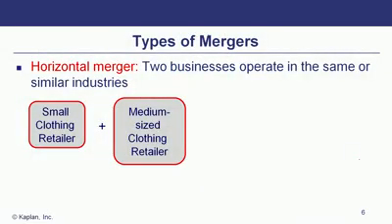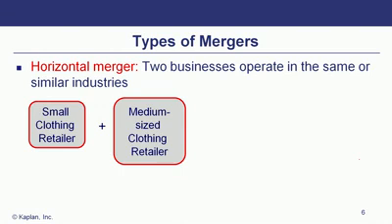Now, I think that what we've talked about up to this point is based in accounting and maybe some in marketing. That is how we present the idea of combining entities. But here, we're still talking about types of mergers, but now we're thinking along economic lines. So you can think of the horizontal merger as a merger between two entities that do something similar, right? In this case, the example is a small clothing retailer and a medium-sized clothing retailer.